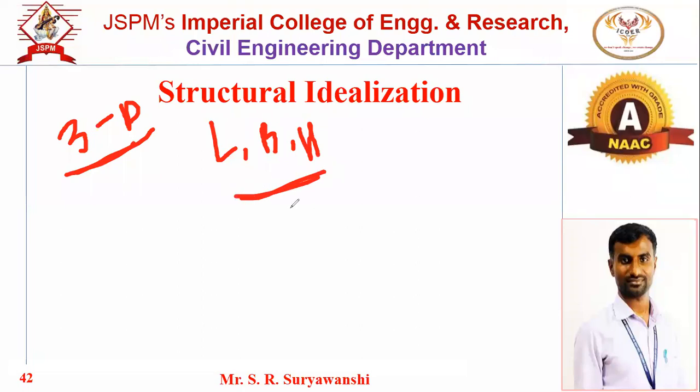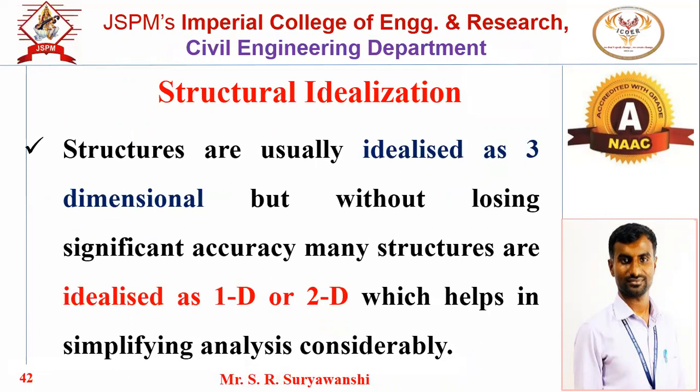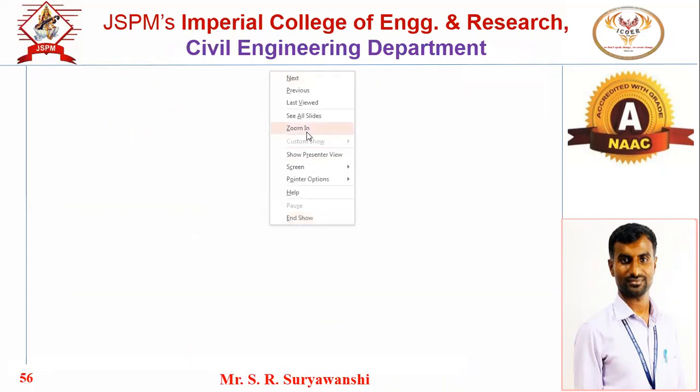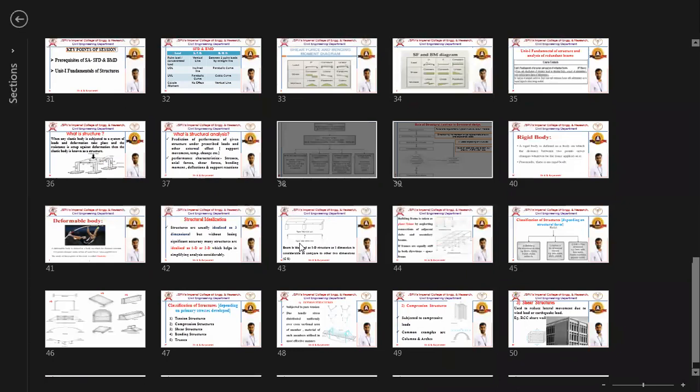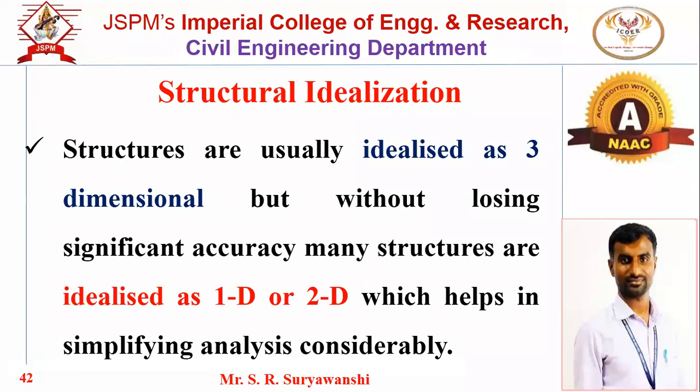Now tell me whether it is practically possible to perform the analysis of a 3-dimensional body. Manually it is very difficult. So that's why we will idealize. What do we do? We simplify it into 2 dimensions. So practically the structures we get are 3-dimensional, but without losing its significant value, we convert that body into 2 dimensions. That is the structural idealization. So in the next session, we will discuss more on the structural idealization and the fundamentals of the structures.